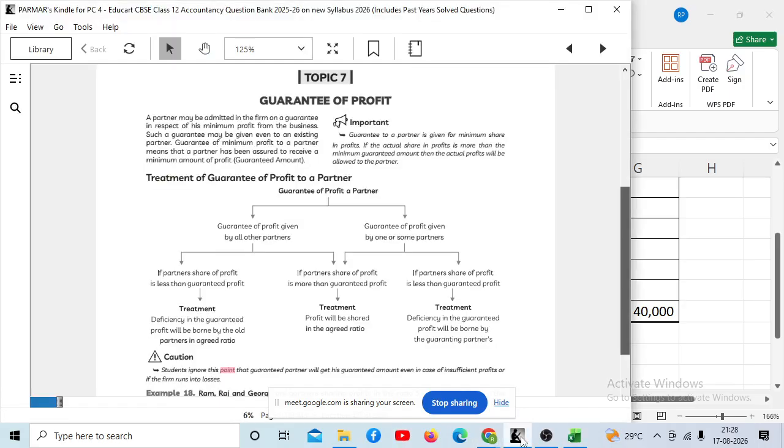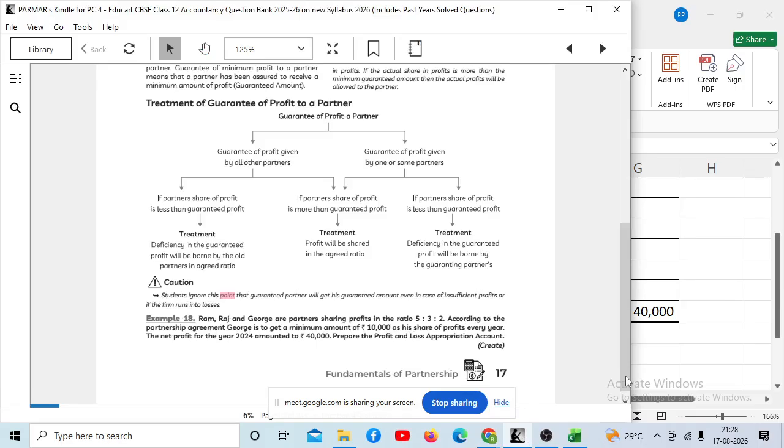Okay, let us read the question first. Question number 18. Ram, Raj and George are partners sharing profits in the ratio of 5 is to 3 is to 2. According to the partnership agreement, George is to get a minimum amount of 10,000 as his share of profit every year. That means here the guaranteed amount is 10,000, right? The net profit for the year amounted to 40,000. Prepare profit and loss appropriation account.